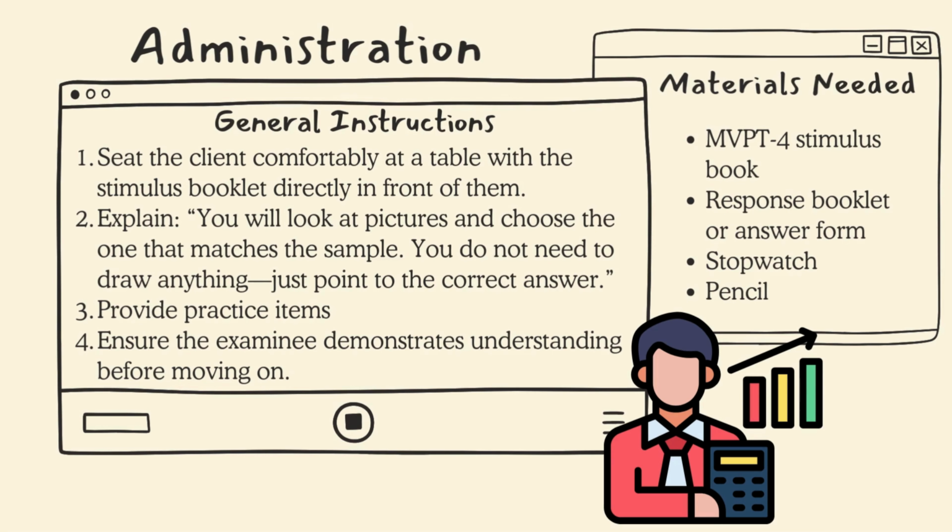So you provide practice items and you ensure that the examinee demonstrates understanding before moving on. So it's okay to tell them they got the practice one correct. It's okay to give them validation there, but when you're actually administering the test, you want to refrain from that. And the materials needed for the MVPT 4 are the stimulus book, the response booklet or answer form, a stopwatch, pencil, and that's it.